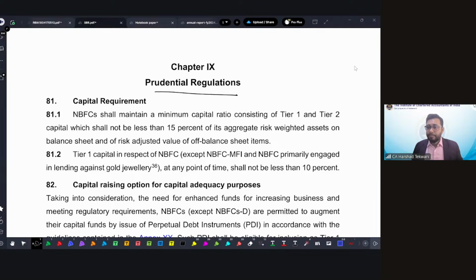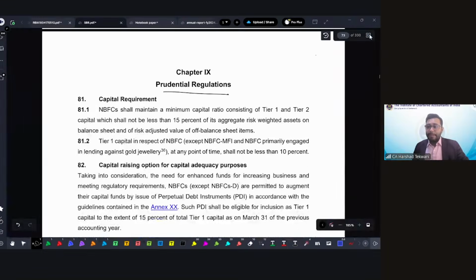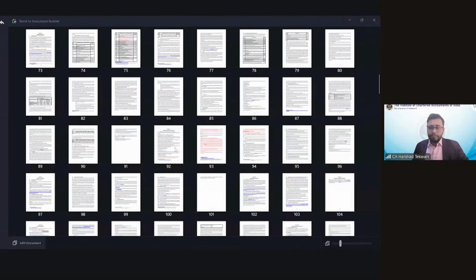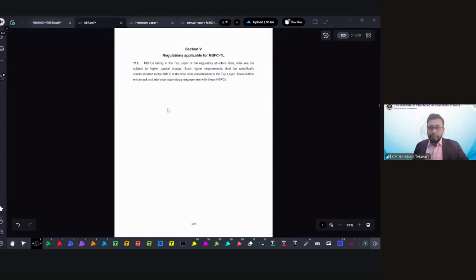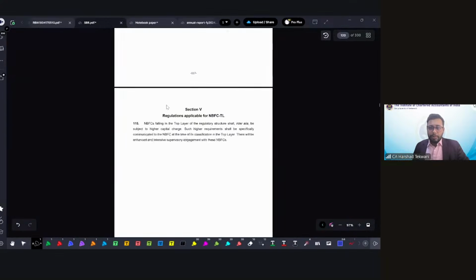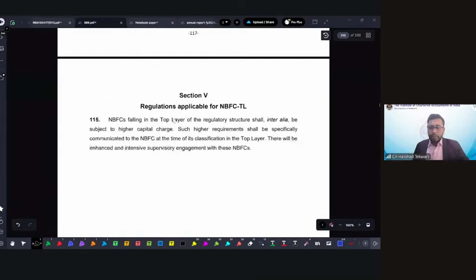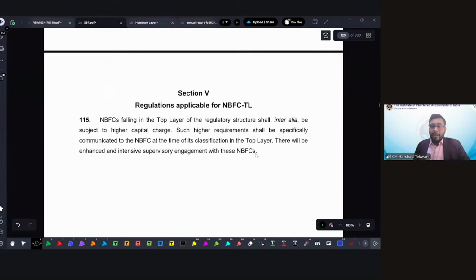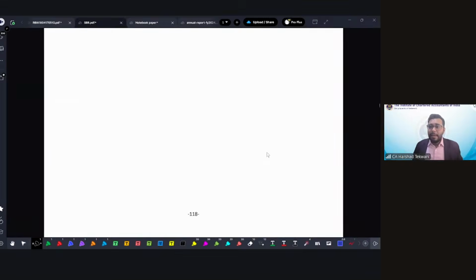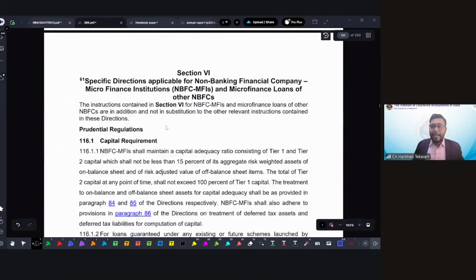Similarly, you have further requirements for the different categories. For example, this is for the top layer. So these are the higher requirements. Means whatever we have discussed till now in the middle layer, upper layer, base layer, that is applicable. But these additional requirements are applicable for the top layer.